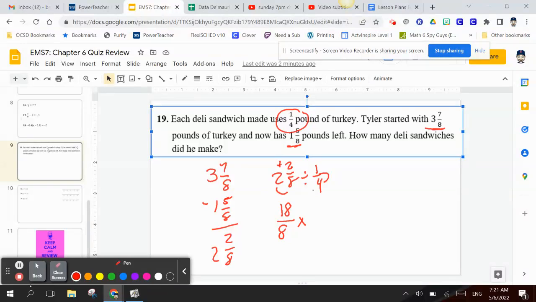Then I change my sign and I flip my fraction to be 4 over 1. Now I know that 4 goes into 4 once, 4 goes into 8 twice. 18 times 1 is 18. 2 times 1 is 2. And 18 divided by 2 is 9 sandwiches.